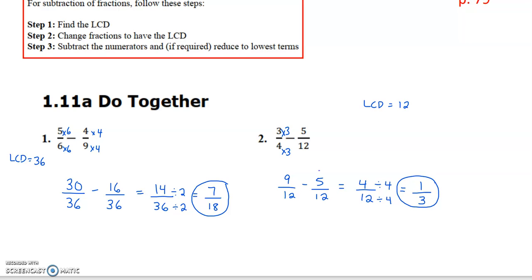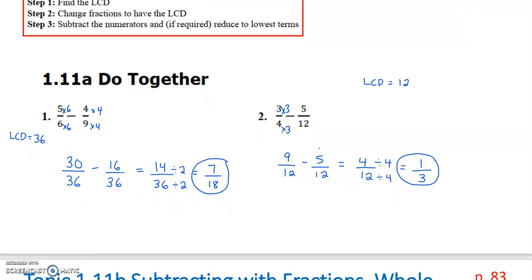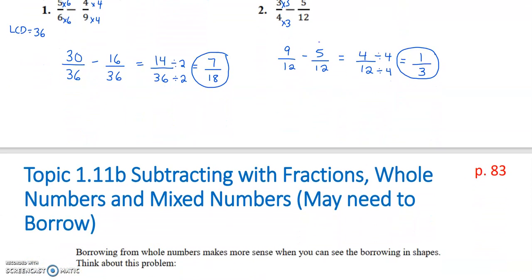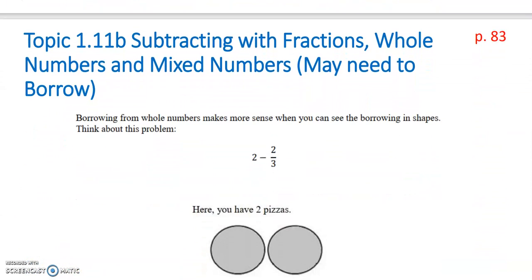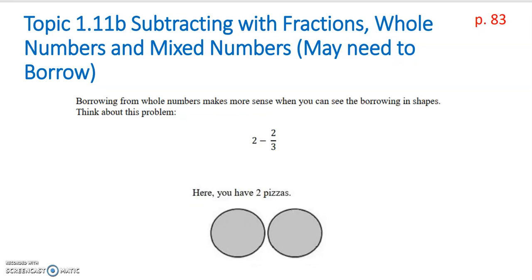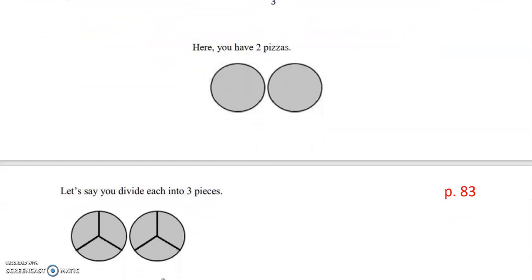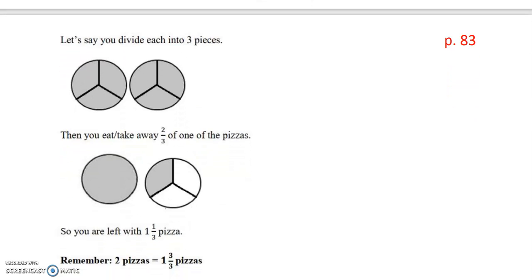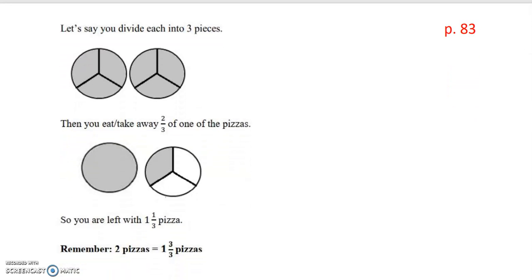Okay, so just like adding fractions, subtraction all involves that lowest common denominator. So now we're going to get into a situation where we may need to do some borrowing. Borrowing makes sense when we look at shapes. So if we have 2 pizzas and we subtract 2/3, we're going to see on this page the visual of this. So 2 pizzas, each of them are divided into 3 pieces, and then we take away the 2/3.